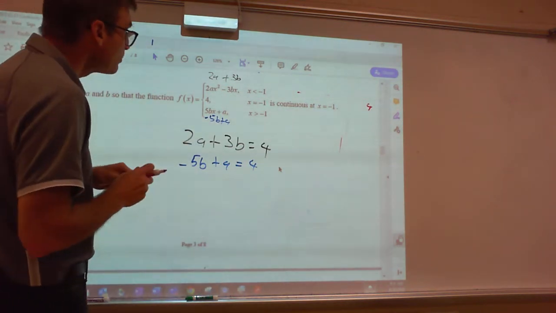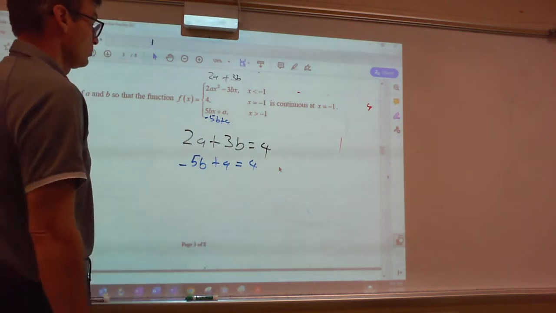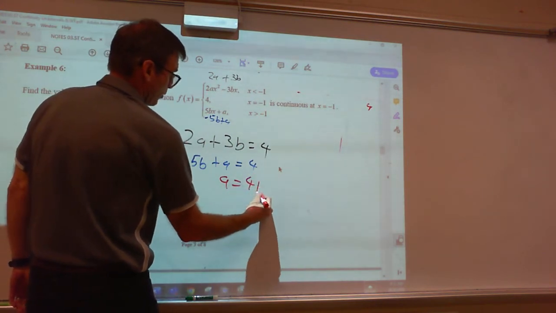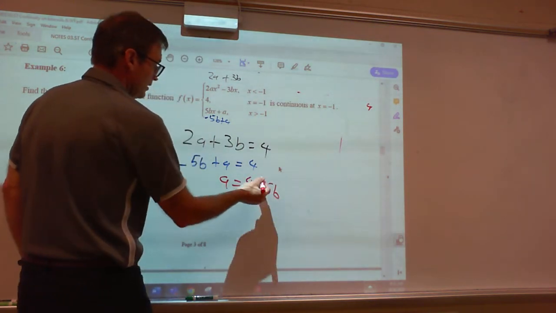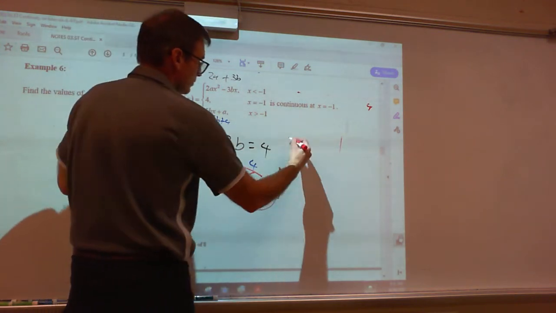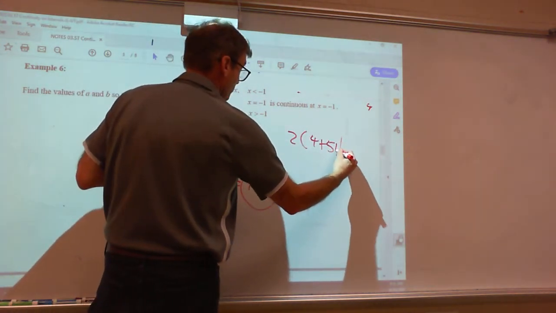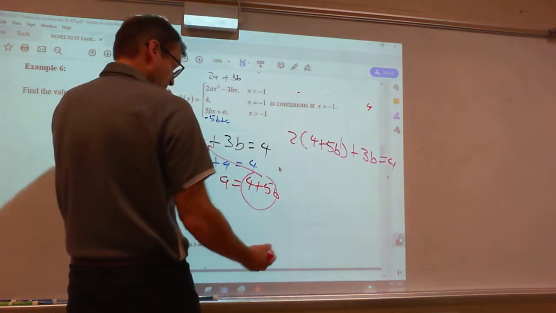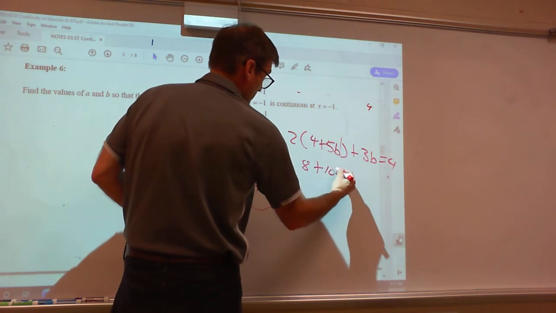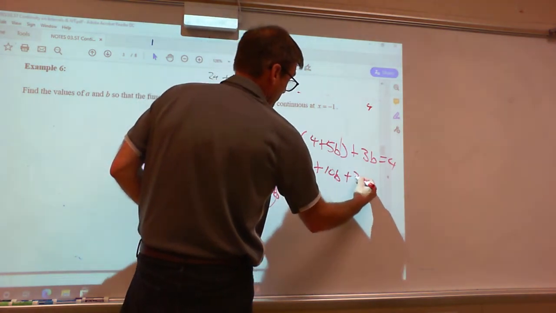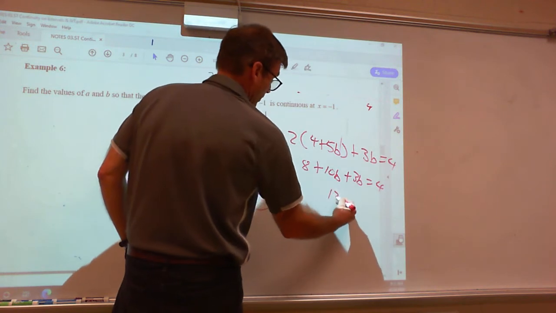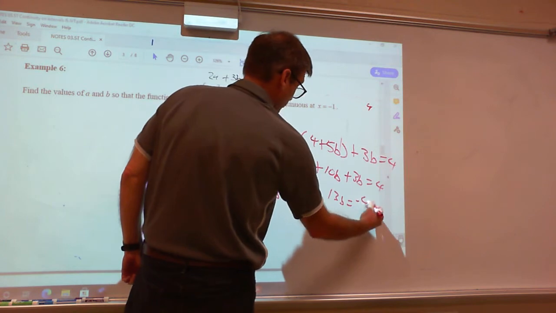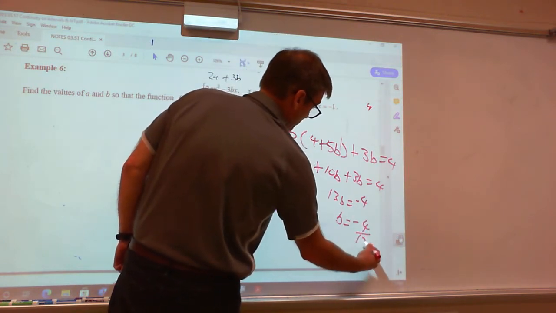So solve for a and b. What do I want to do? Substitution works really well. So a is equal to 4 plus 5b. Plug that into a. So 4 plus 5b plus 3b is equal to 4. So 8 plus 10b plus 3b is equal to 4. 13b is equal to -4. So b is equal to -4 over 13.